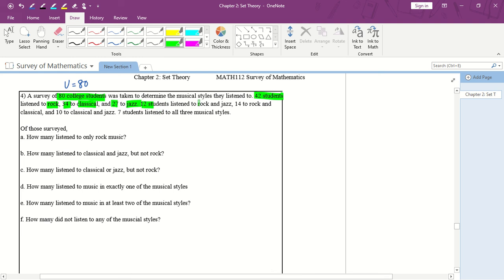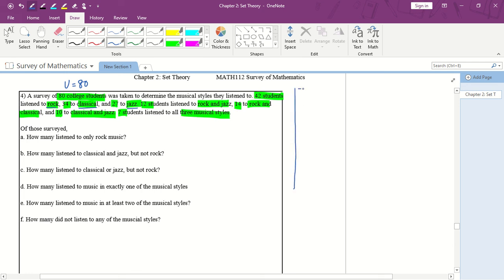12 students listen to rock and jazz. 14 listen to rock and classical. And 10 listen to classical and jazz. And 7 students listen to all 3 musical styles. Now when we look at these questions, it is exactly the same pattern as the previous one. However, these questions have 3 sets. First is talking about rock, second is talking about classical, and third is talking about jazz. So let's try to draw the Venn diagram.